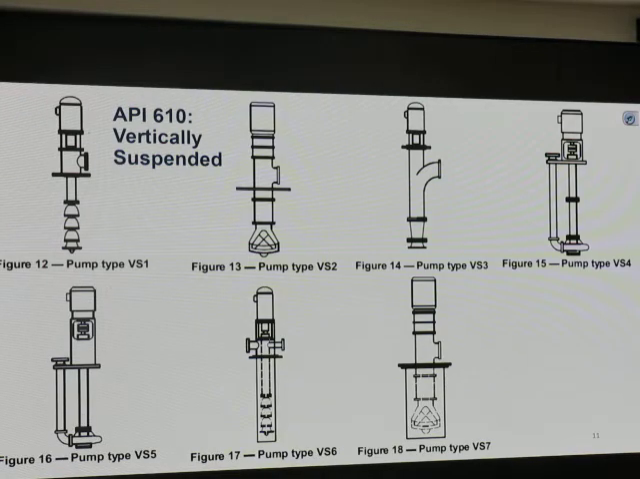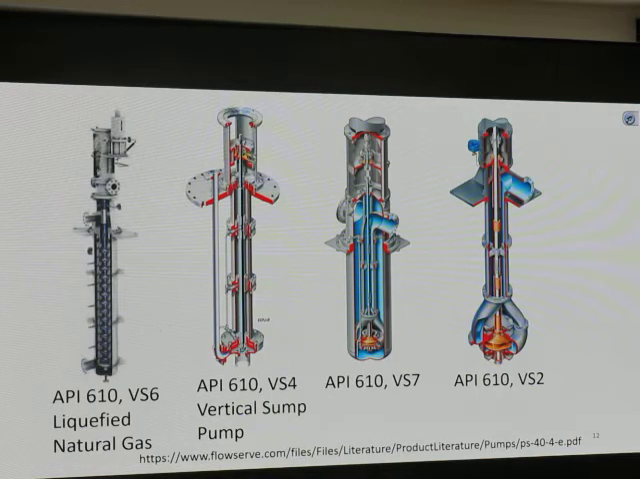Okay? There's another API type of pump, vertically suspended. When it looks like this, it's still a centrifugal pump. We spin it and it can suck the liquid from the bottom to the top. Okay, we have put everything together. This looks like an ESP, right? This is a liquefied natural gas pump that I got a picture of from the internet, and there's a website.